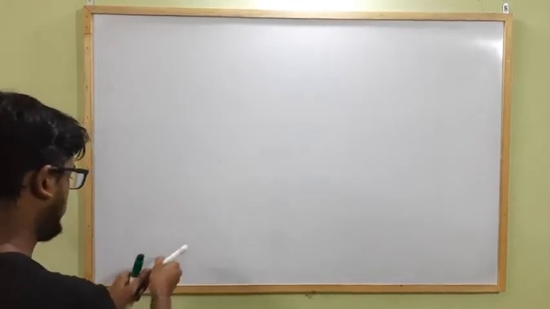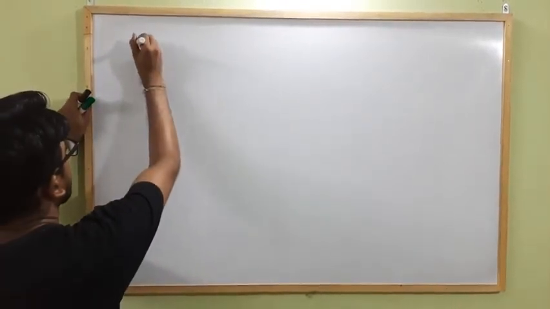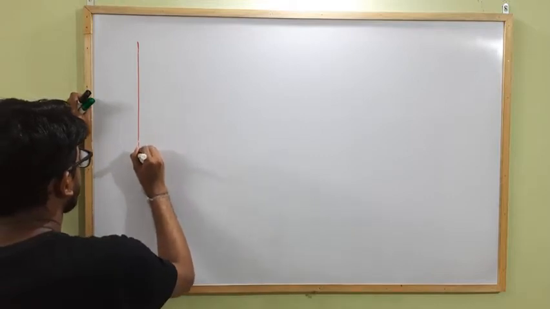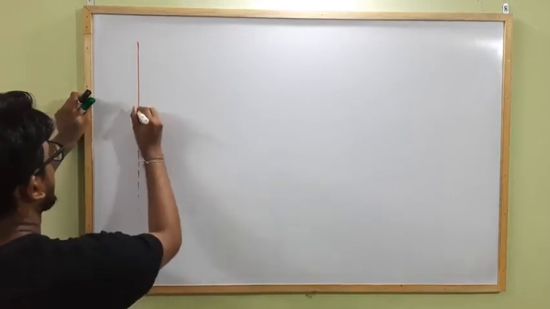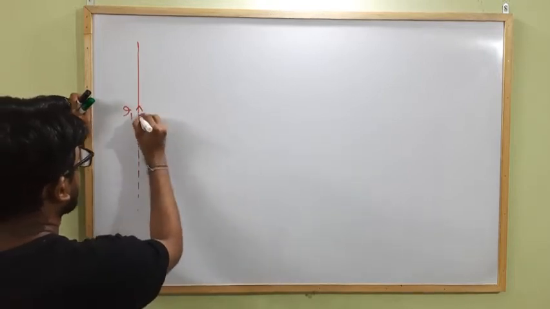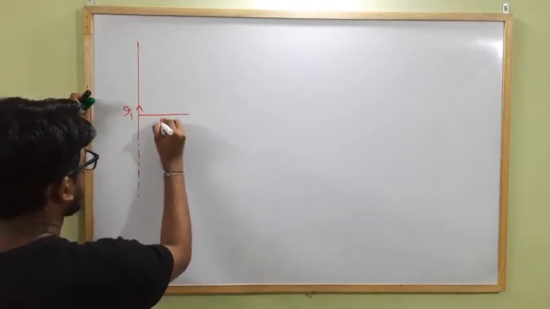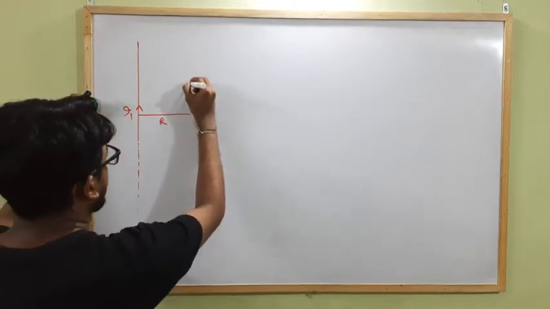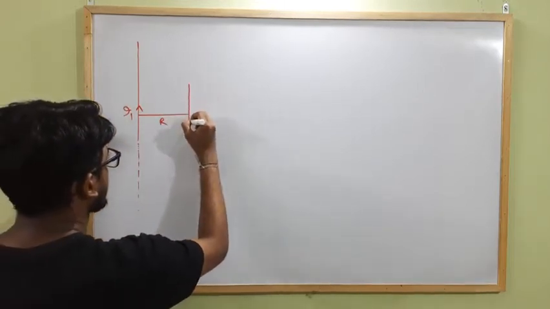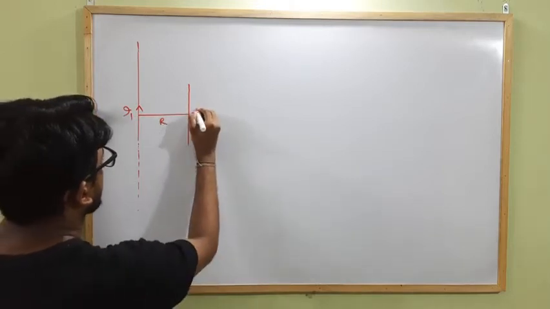So now let's do another example. Here is an infinitely long straight current carrying conductor carrying current I1, and at a distance R there is a finite current carrying conductor of length L.